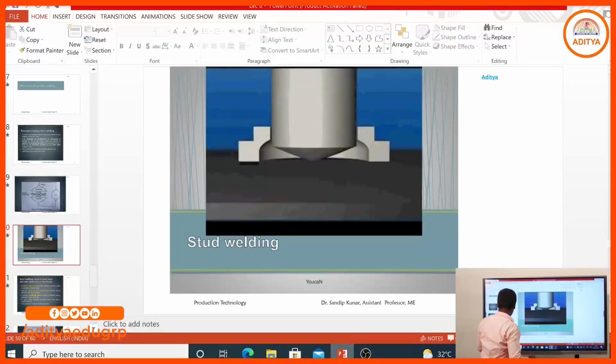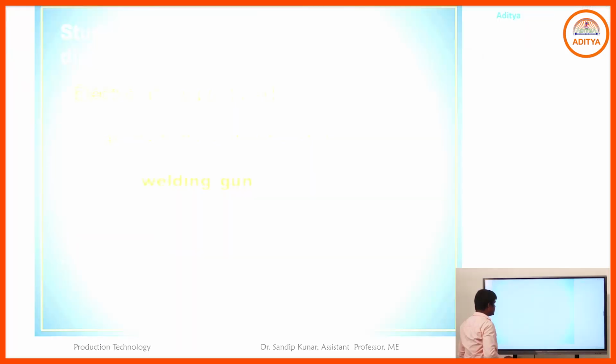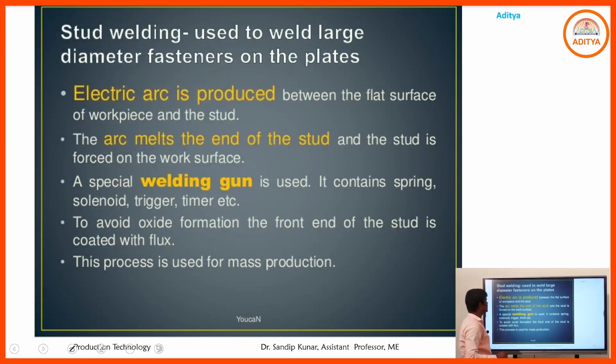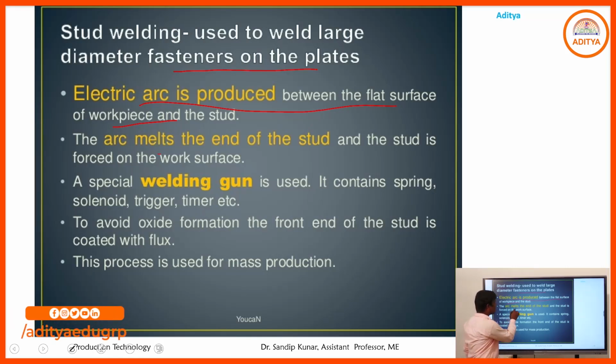Now stud welding. In case of stud welding, we have seen that large diameter fasteners can be joined easily to plates. An electric arc is produced between the flat surface and the workpiece, and a stud component can be connected easily on the flat plate using resistance stud welding. The arc melts the end of the stud, and the stud is forced on the work surface.